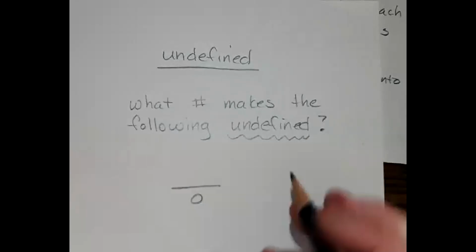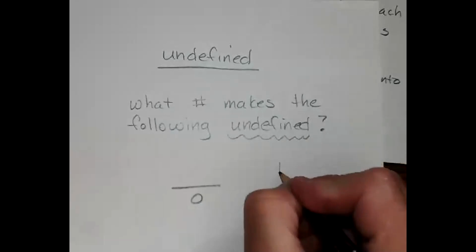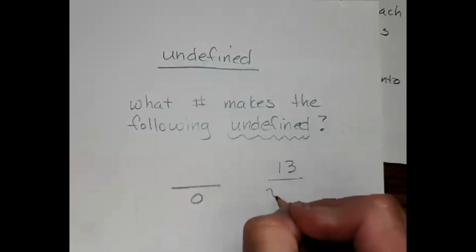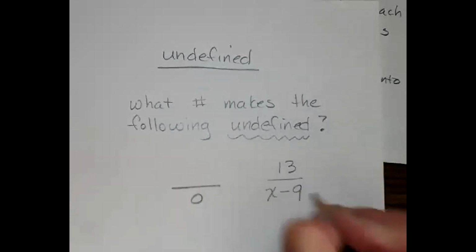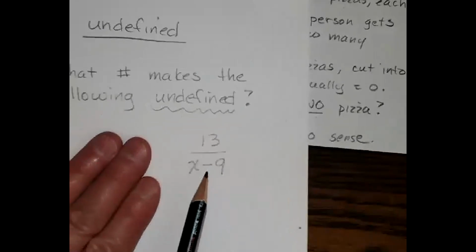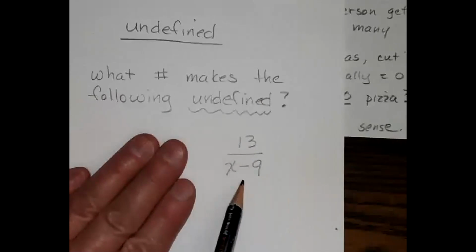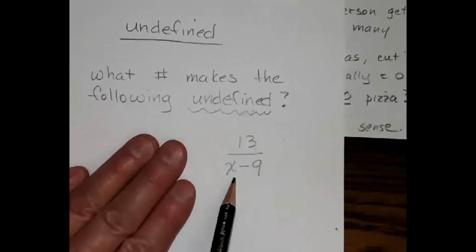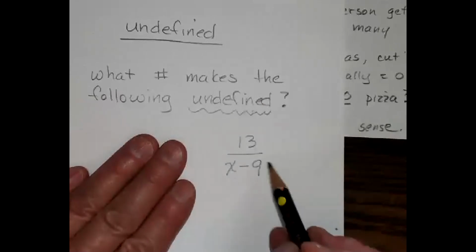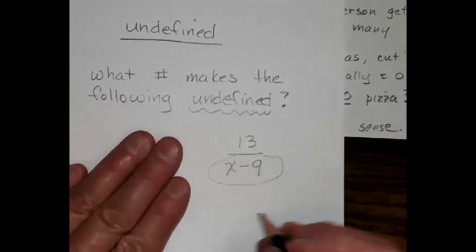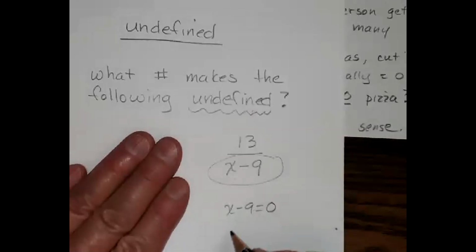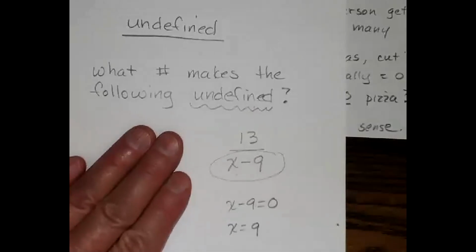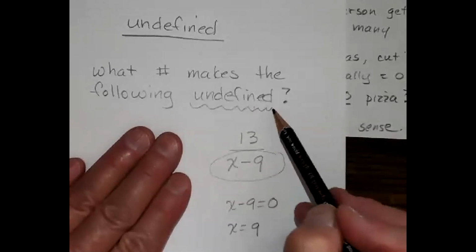So if they have something like this, what number makes this undefined? We go, oh, we want to somehow get 0 in the denominator. To make this thing equal to 0, it equals 0 when x equals 9. Okay.